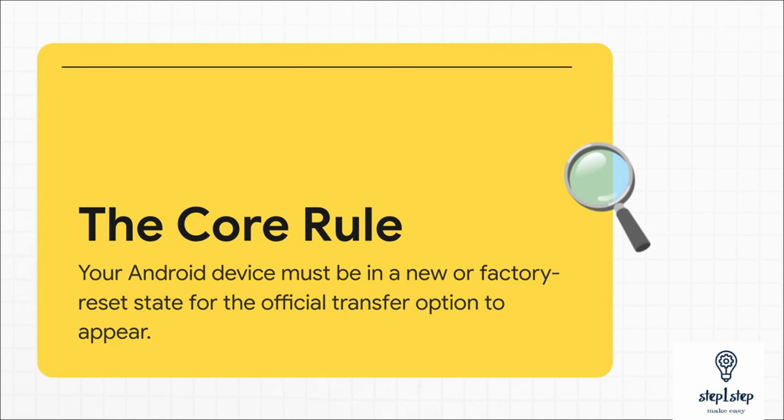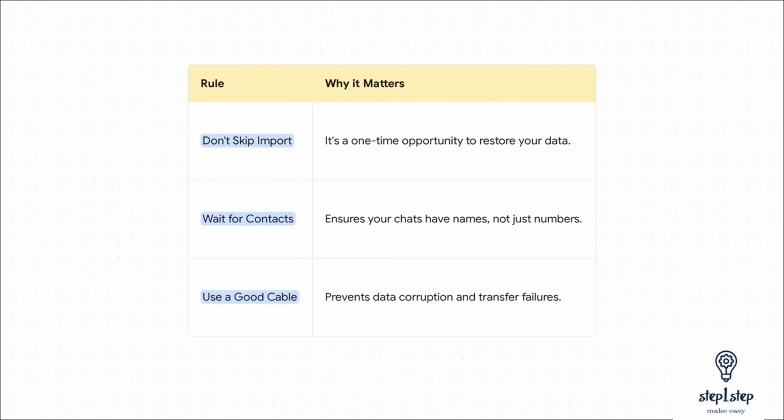Let's just hammer this home one last time, because it's the foundation for everything. The entire official transfer process only works if the Android device is in that factory new state. That is the key that unlocks the whole thing. So, to wrap it all up, let's call these the 3 golden rules. Number 1, do not skip that import step. It's a one-shot deal. Number 2, wait for your contacts to sync before you open the app. You want names, not numbers. And number 3, use a good, solid cable. It'll save you from a lot of potential headaches.